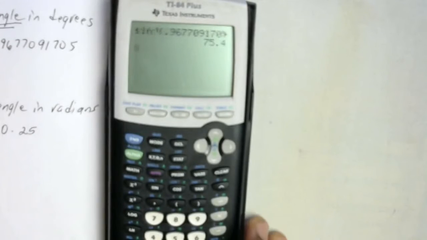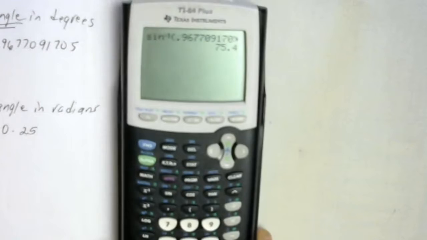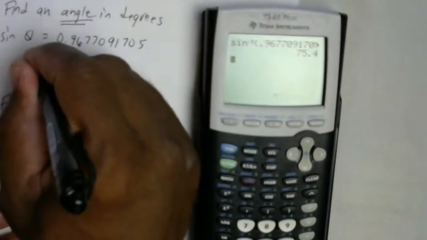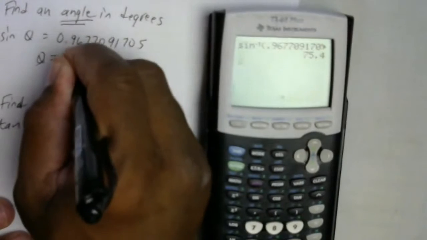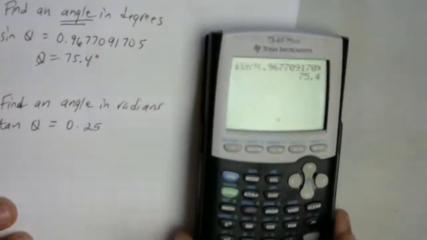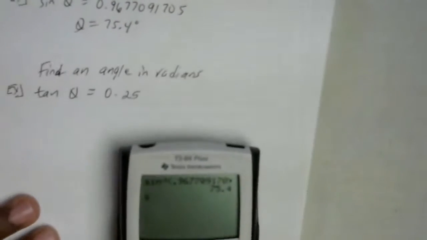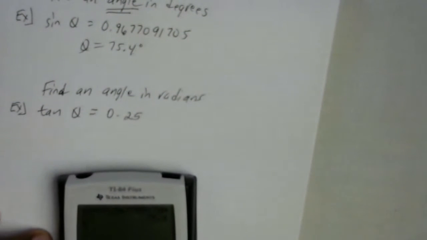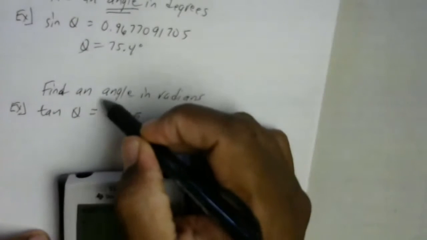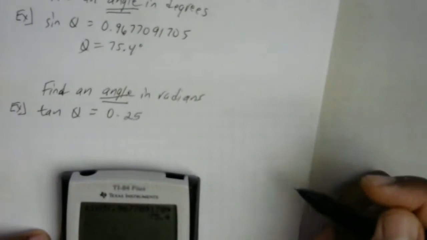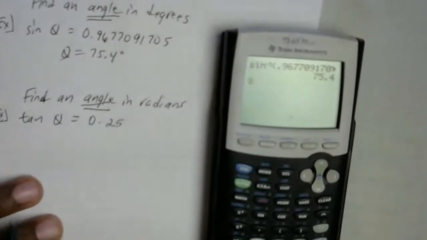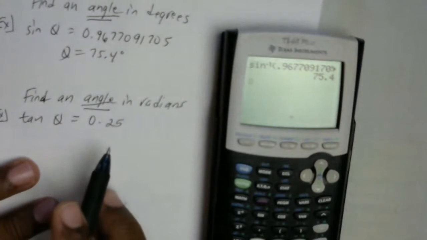I'm going to hit enter, and that would give us an angle of 75.4 degrees. For the second example, I'm asked to find an angle in radians this time. So the keyword here is angle that has a tangent of 0.25.